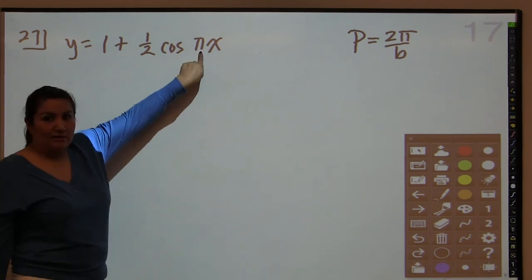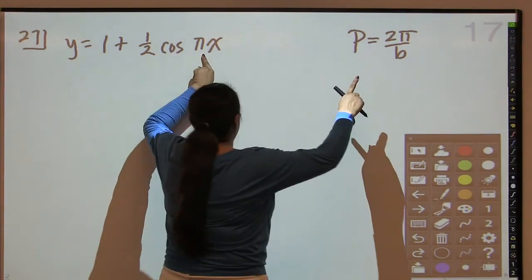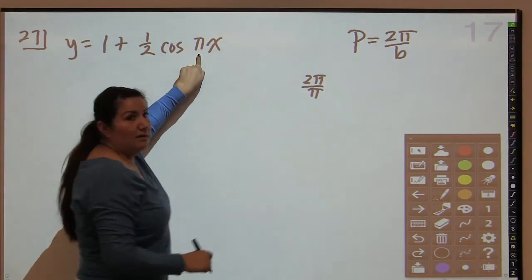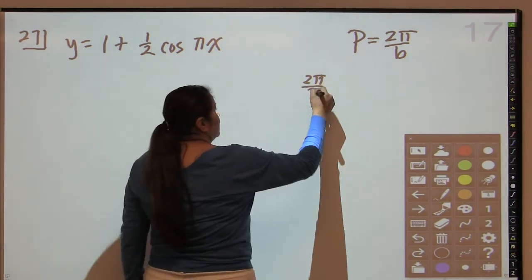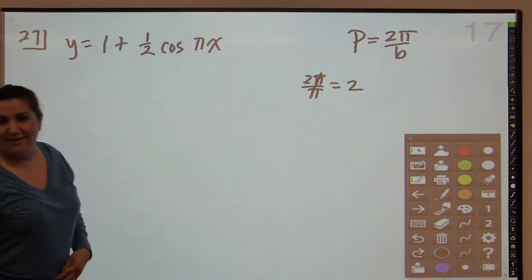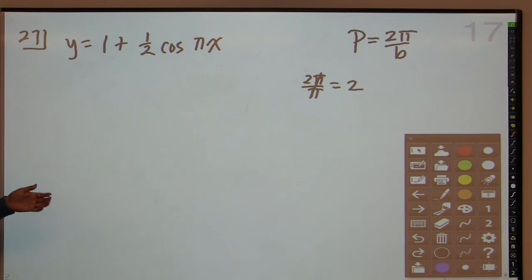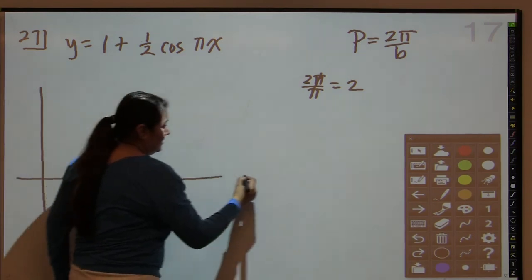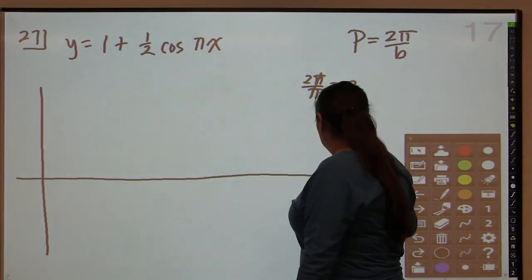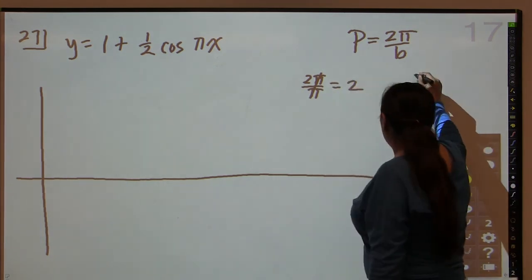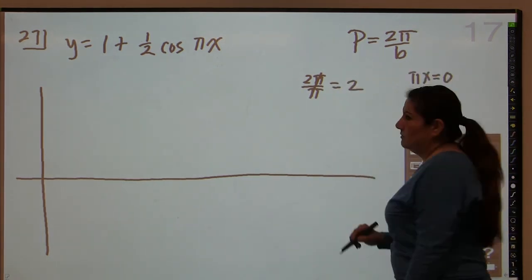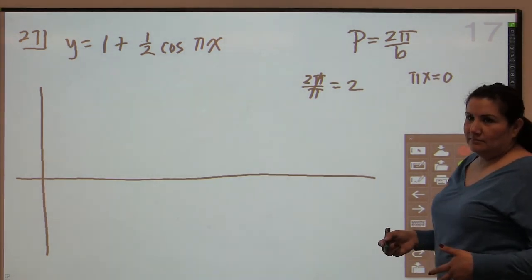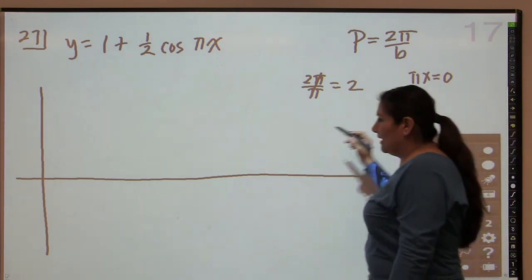But now we have a pi right there, right? So when I try to find the period of this function, it's actually going to be 2 pi divided by pi, because b is pi. And what's it going to be? 2. Even easier. That means that it's going to go 1, 2. That's one period. Okay, so where am I starting? Pi x equals 0. That's my left endpoint. But when I divide by pi, I still get 0. So I'm starting at 0 still.